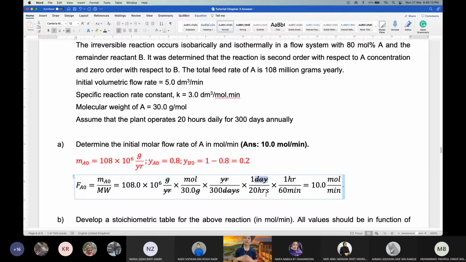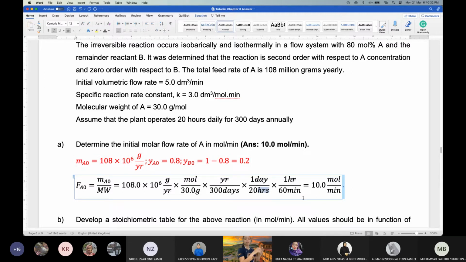But for hour to minute there is no limitation. For every 1 hour, of course it is 60 minutes. So add one more conversion factor. For every 1 hour, it's actually 60 minutes. So now I can cancel my hour. So finally, I'm left with mole per minute.